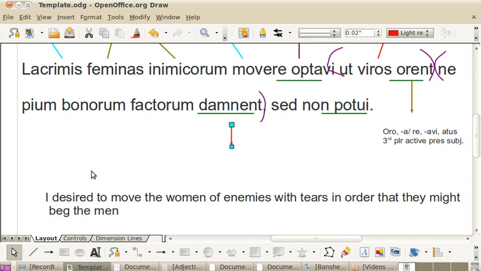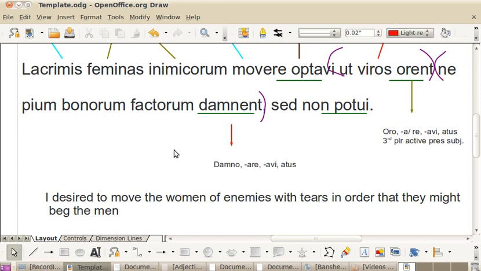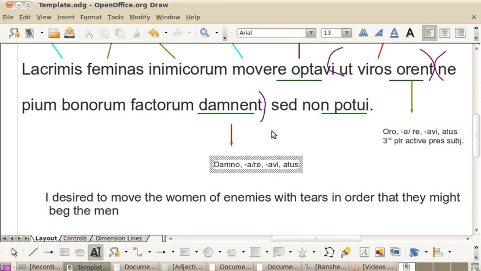Okay, damnant. Let's go to a glossary. We look up this verb, or this word, and we see damno, damnare, damnavi, damnatus. So yes, in fact, four principal parts. That is a verb. It is a first conjugation verb. Damnant is built off the present stem. Notice damnant doesn't have a V there. That would indicate that it would be built off the perfect stem.